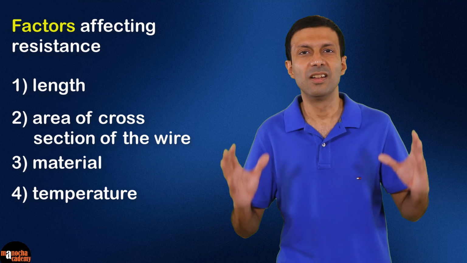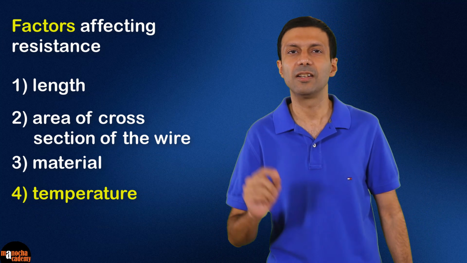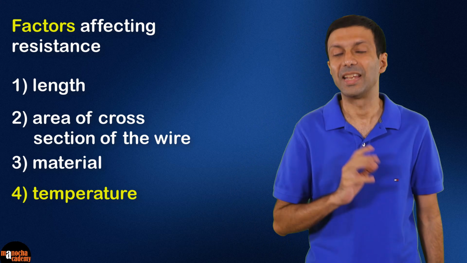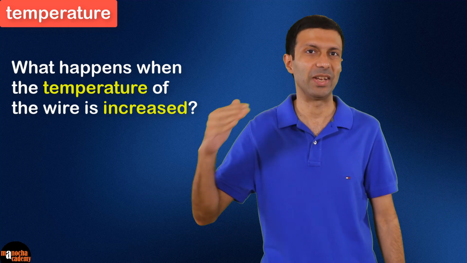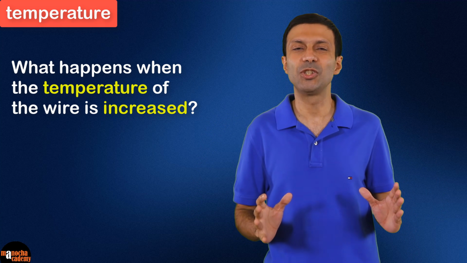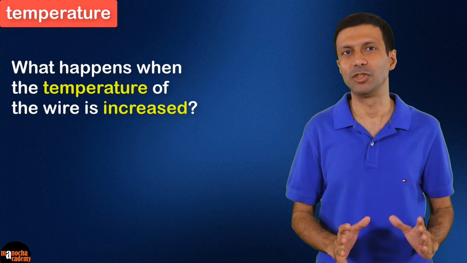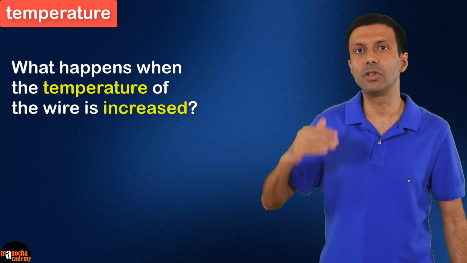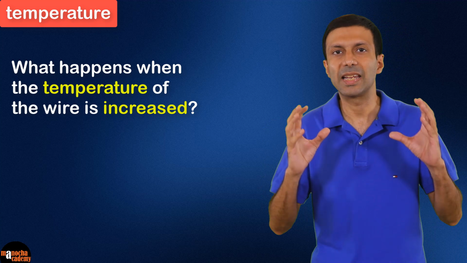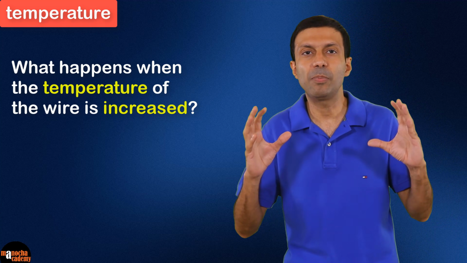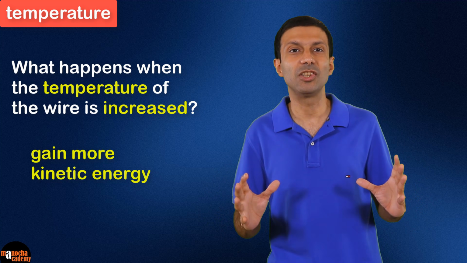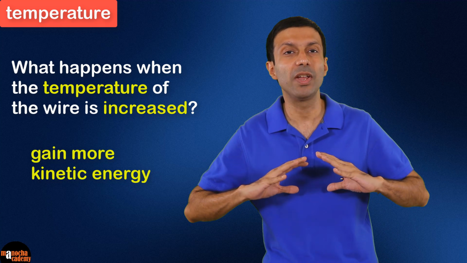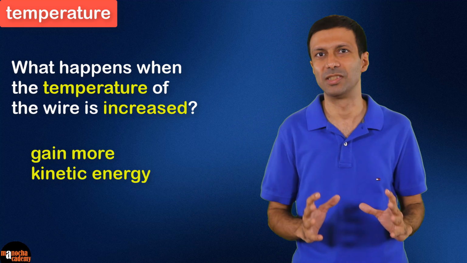Now let's look at the last factor that affects the resistance of the wire. It's the temperature of the wire. Now what do you think happens when the temperature of the wire is increased? Again, let's use our bee and people analogy. Now when the temperature is increased, the material gets heated up. So the people in the corridor gain more kinetic energy. You can imagine the people jumping and moving with more energy in their positions.